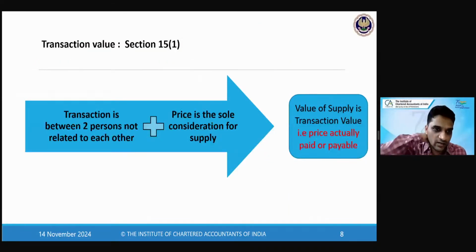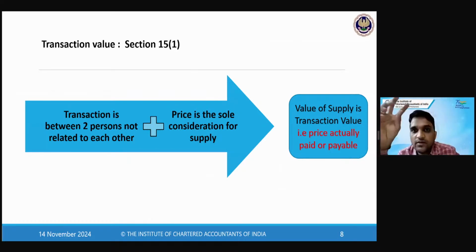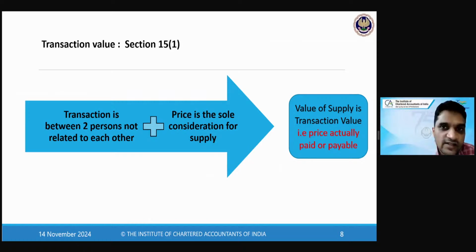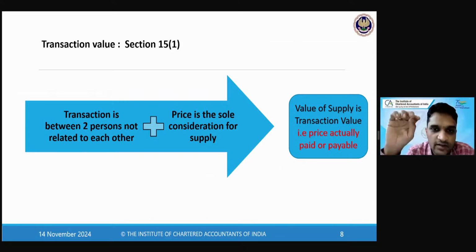Section 15(1) says that when the transaction is between two persons who are not related and price is the sole consideration, when these two conditions are met, then the value of supply is the transaction value, which is the price actually paid or payable. When they say price actually paid or payable, what does it mean?